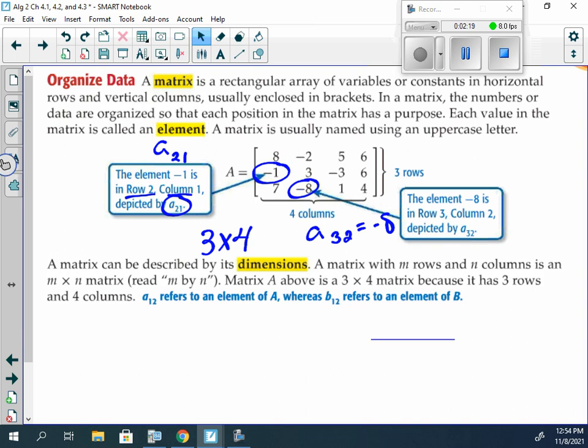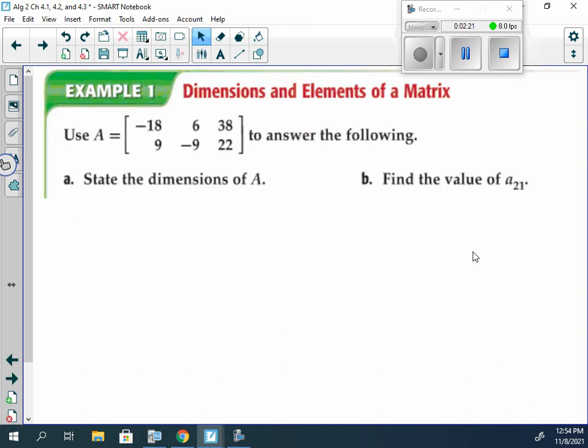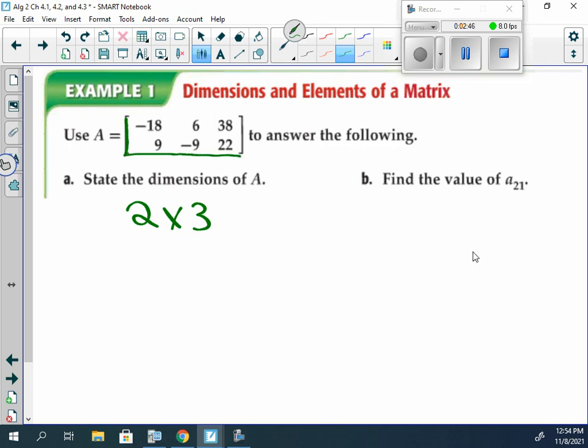Now let's look at some naming dimensions and finding the element. Looking at this here, define the matrix A. It is 2 by 3, because it has 2 rows and 3 columns. And the main way that I keep it straight is we go down and then over. So if we go down, how many numbers are down? 2. Going across, there are 3. We always start in the top left corner.